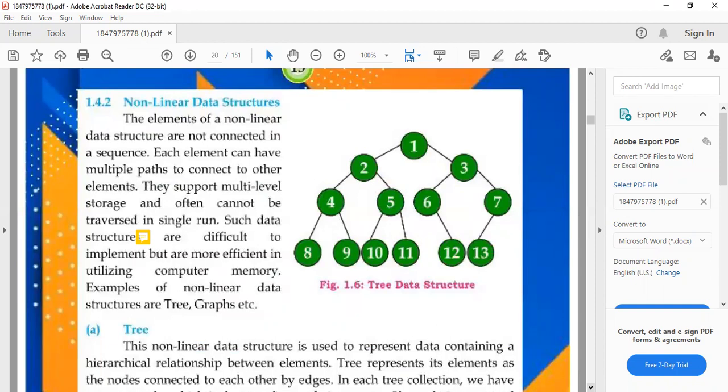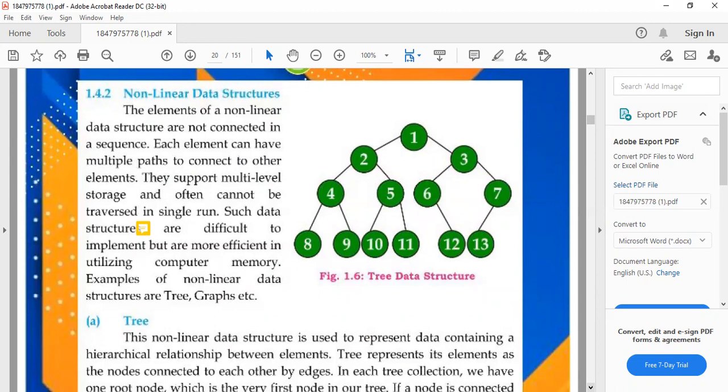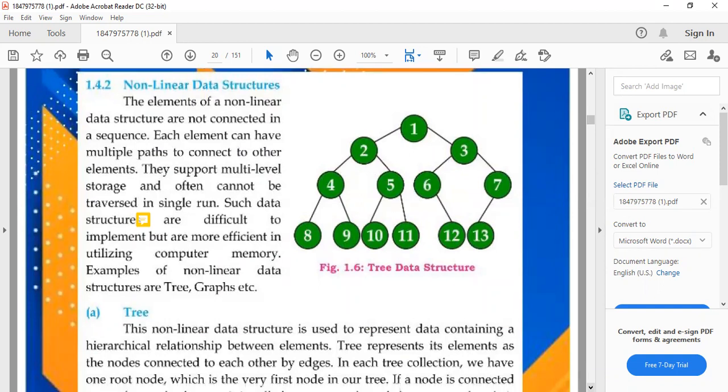The elements of non-linear data structures are not connected in a sequence. As I told you, it is not in a line, so it must not be in a sequence. Each element can have multiple paths to connect to the other elements. As you can see, each of these are connected with the parts or with the nodes to form the other elements.